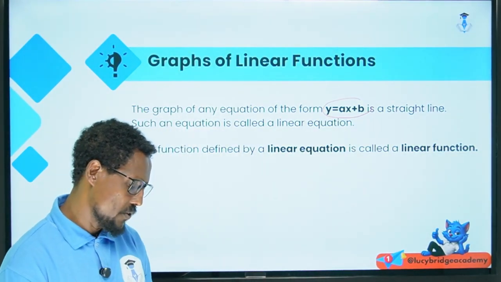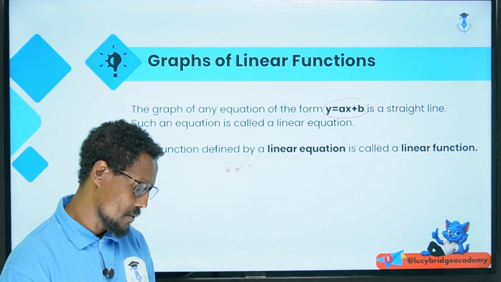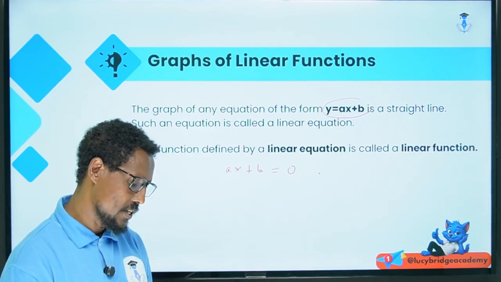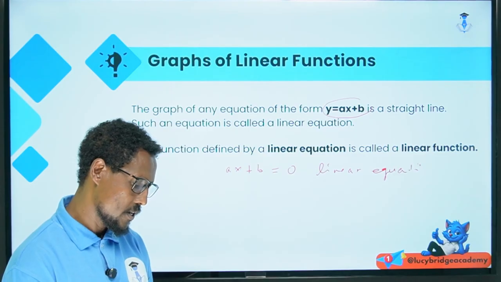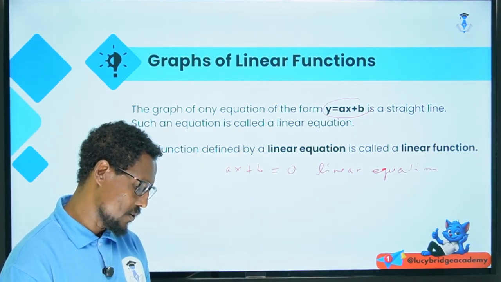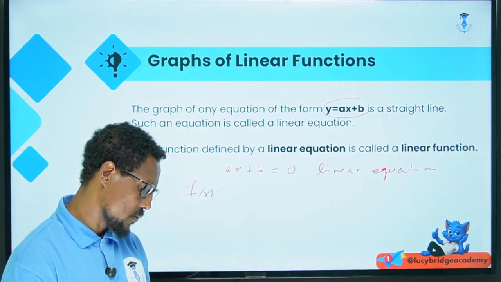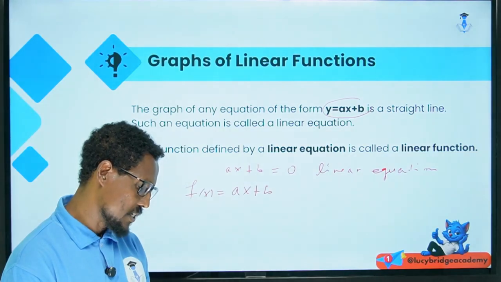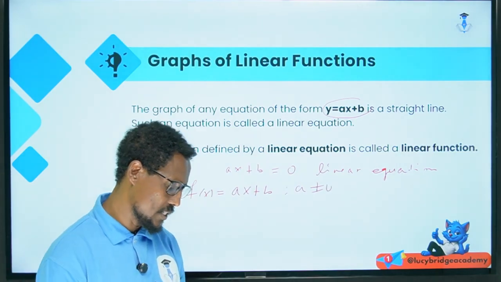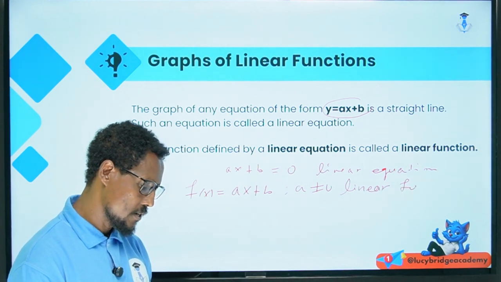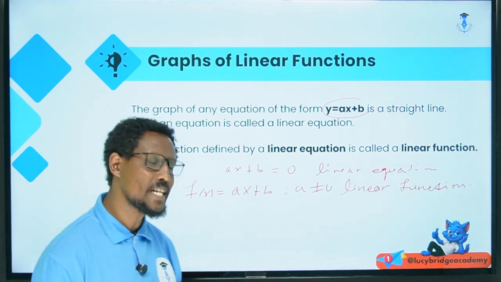Look, linear equation ማለት ax plus b is equal to 0 ካልን linear equation እንላለን, where a is different from 0, right? A should be different from 0, and f of x which is equal to ax plus b ካልን ደግሞ provided that a is different from 0, in both cases is a linear function. It is a linear function, right?